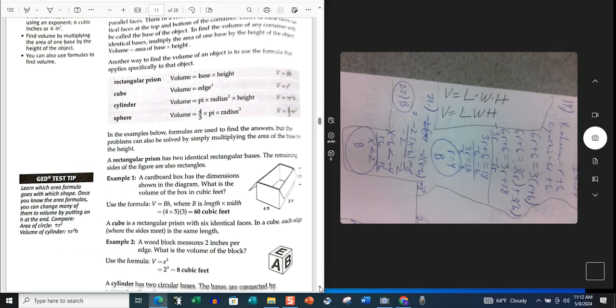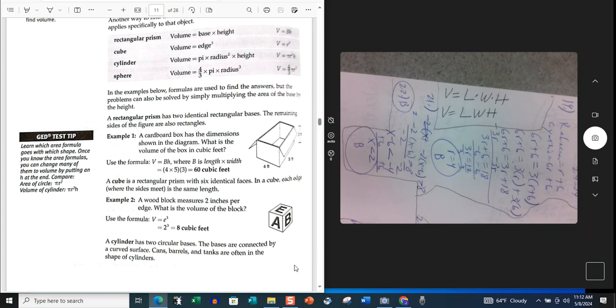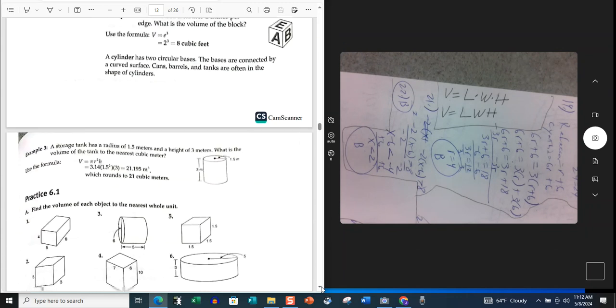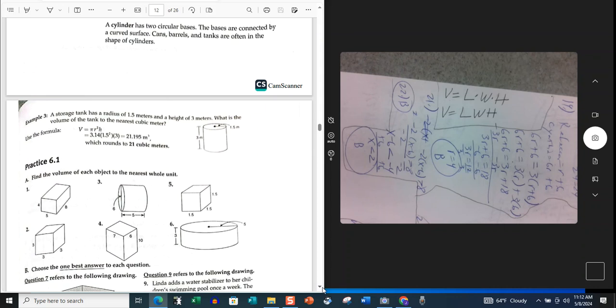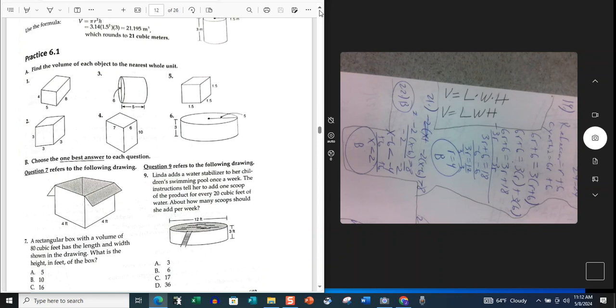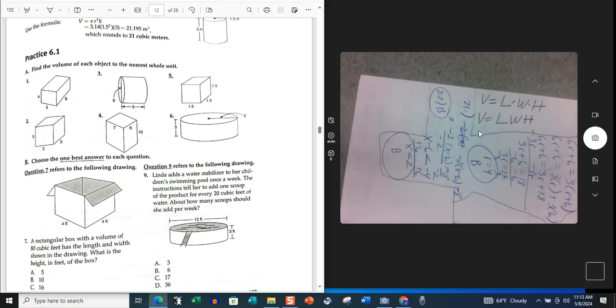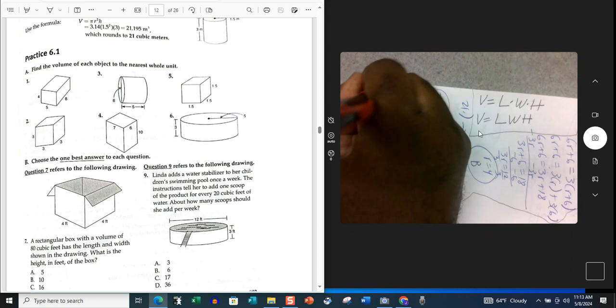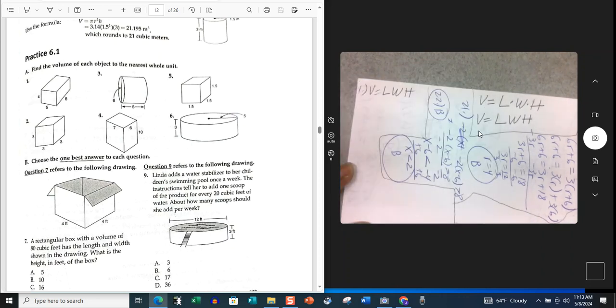Okay, they tell us we have examples below, but what we're going to do, and this was on page 398, is go to page 399 and start the exercises. So A, it says find the volume of each object to the nearest whole unit. So they want us to round to the nearest whole number. Number 1, you notice here this is a rectangular prism. I wrote down the rectangular prism formula we're going to use. So we have number 1, volume is equal to length times width times height.